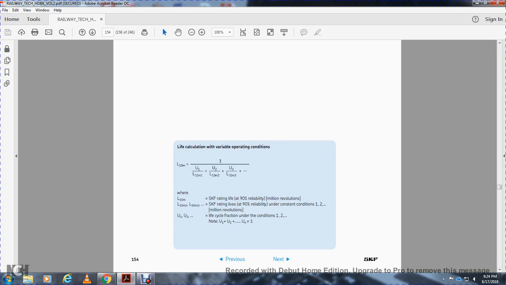Life calculation under variable operation: L10m is the basic rating life at 90% reliability, in million revolutions, equal to 1 over the sum of U, the life cycle fractions under the conditions 1 to 2, over the L10 basic rating life, with 10,000 under constant conditions 1 to 2 million revolutions.